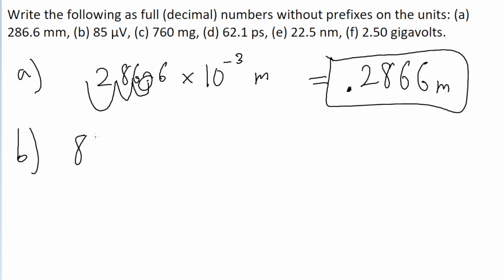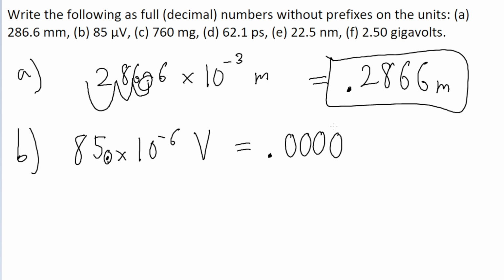So 85 microvolts is just 85 times 10 to the power of negative 6 volts. The decimal point is, of course, to the right of the 5. So to write this number out in its full notation, we're going to take the decimal point and move it 6 spaces to the left. Once we do that, we find that this is equal to 0.0000 (4 zeros: 1, 2, 3, 4) 85 volts.